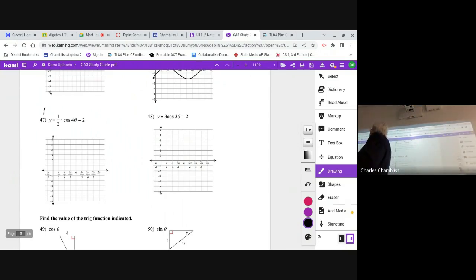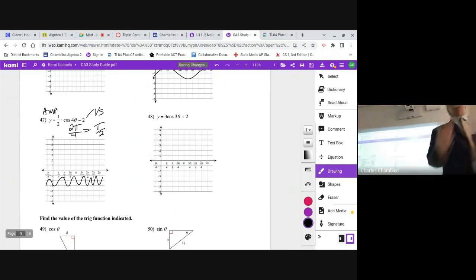Number 47 has an amplitude of 1/2, a vertical shift of -2, and a period of 2 pi over 4. That's going to be pi over 2 when you simplify it. So this one's pretty quick. And it's also down 2. That's not great, but again, I'm trusting you to graph on the calculator and match it to a multiple choice option.